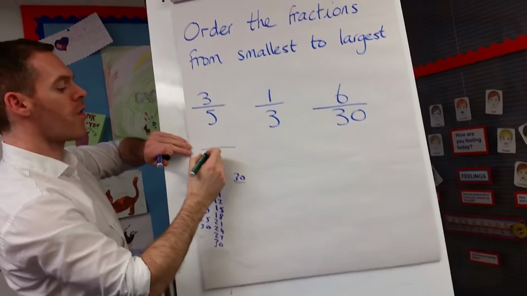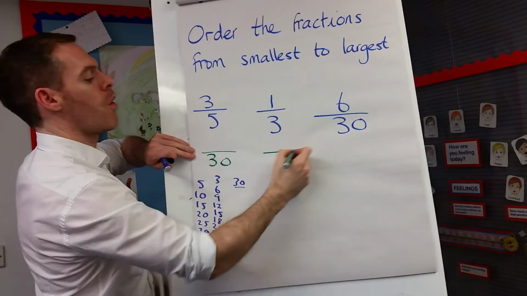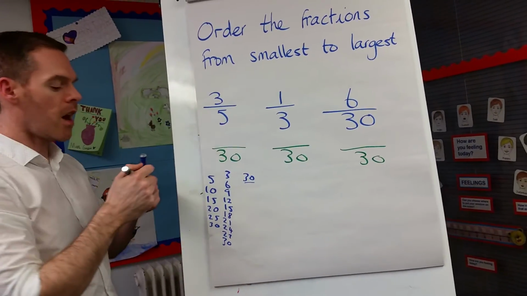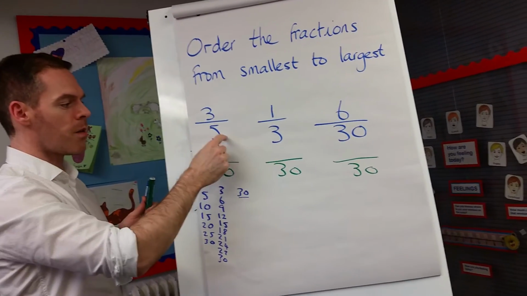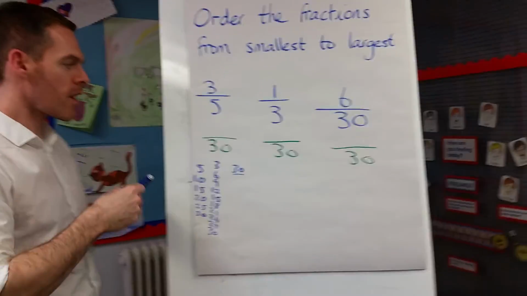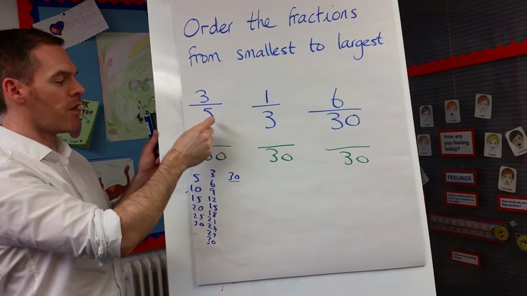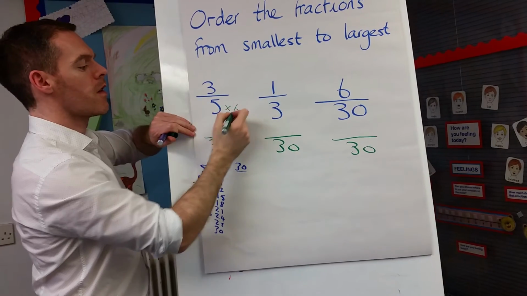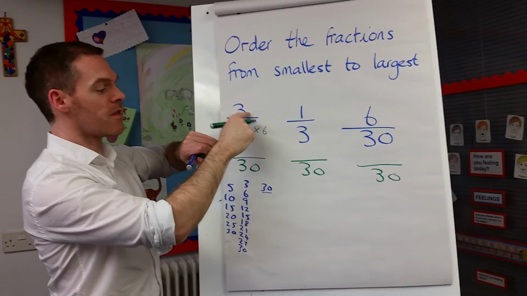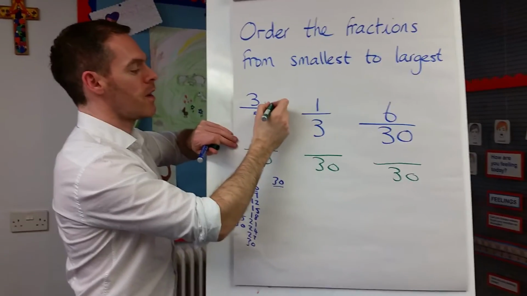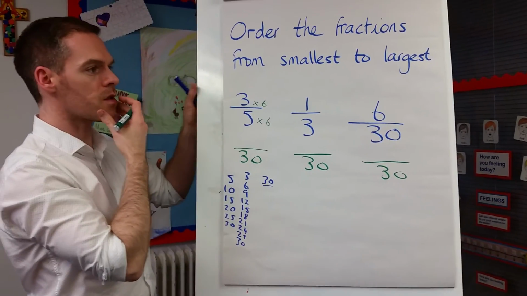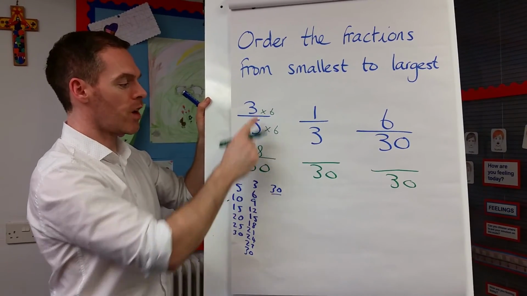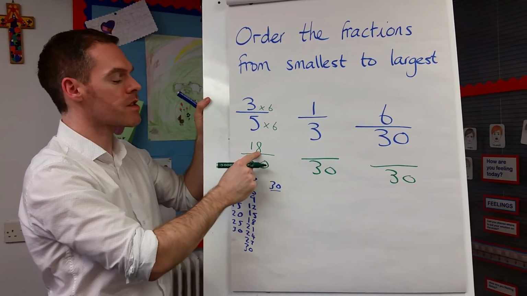Okay, so I'm going to find equivalent fractions for each of them, and they're all going to be out of 30 equal parts. So I'm going to write 30 underneath each of them, and now I need to find out what I did to my denominator to get them to 30. So in this first one, I've obviously found 5 times 6 is 30. So I've found 6 groups of 5. 5 times 6 is 30, which means I need to find 6 groups of 3. 3 times 6, or 6 groups of 3, is 18. So that's 18 thirtieths. 3/5 is the same as 18 thirtieths.